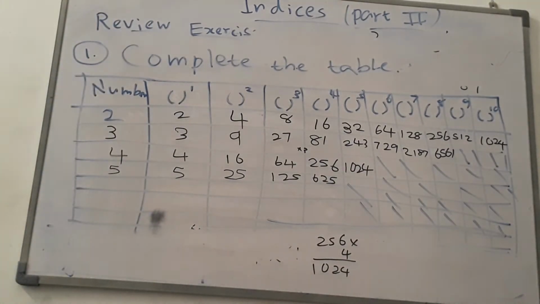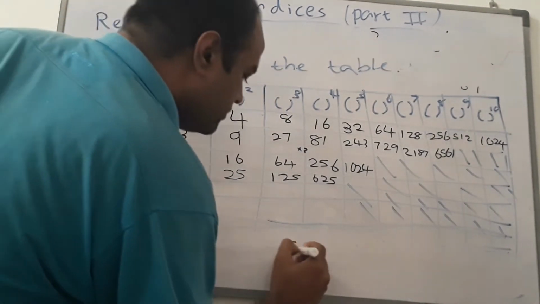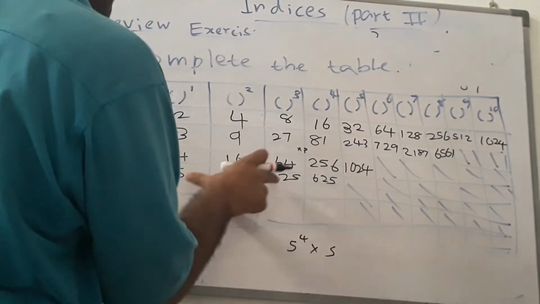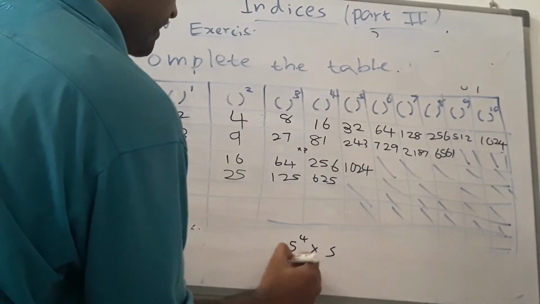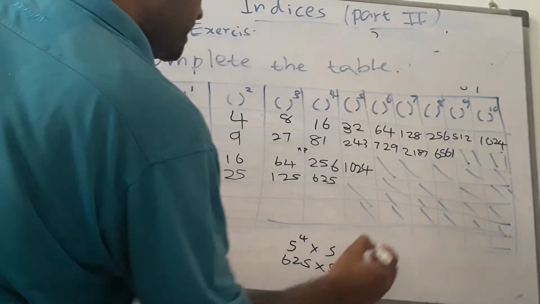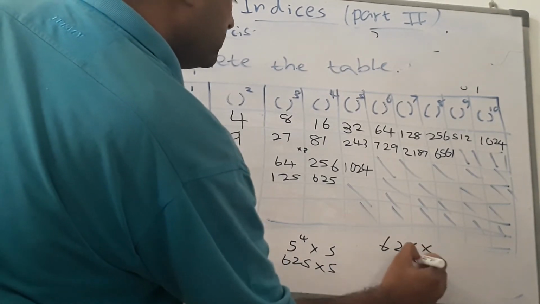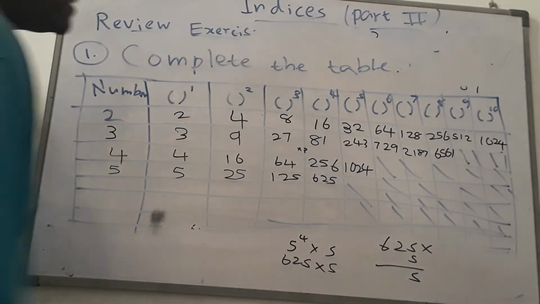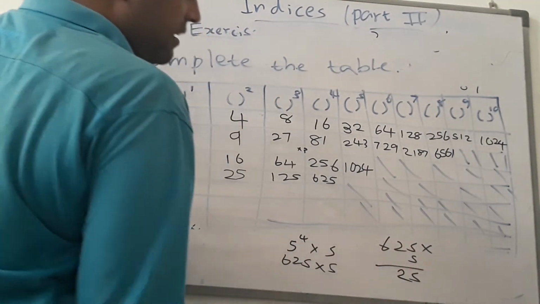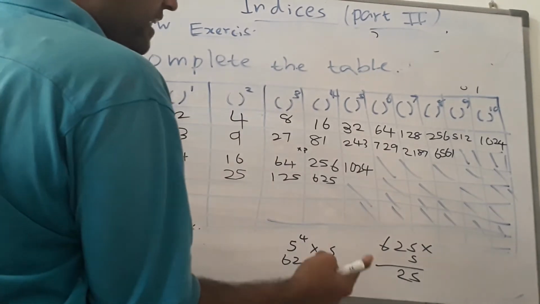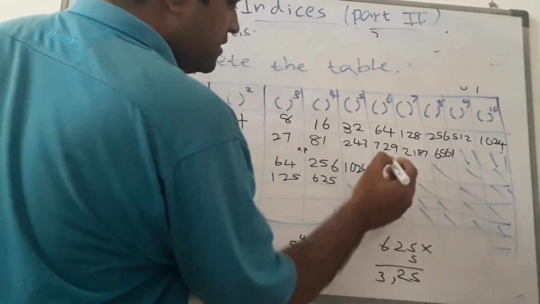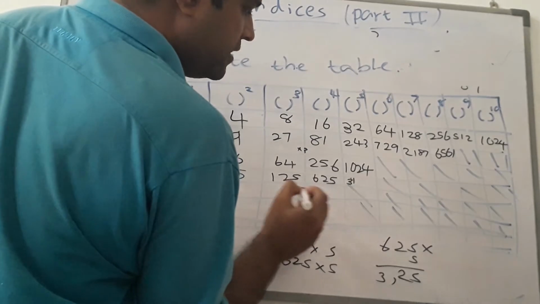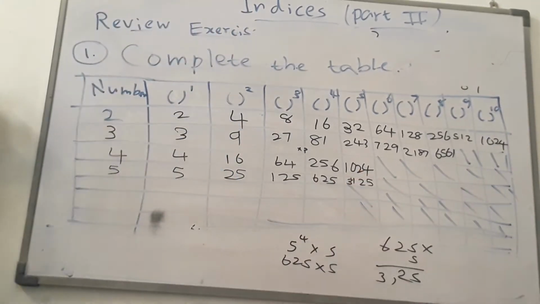Then we have to get 5 to the power 5. 5 to the power 5 means 5 to the power 4 times 5. And we know 5 to the power 4 is 625. So we have to multiply 625 by 5. 5 times 5, 25. 2 is the remainder. 5 times 2, 10, and 2, 12. 1 can be carried over. 5 times 6, 30, and 1, 31. So this will be 3125.